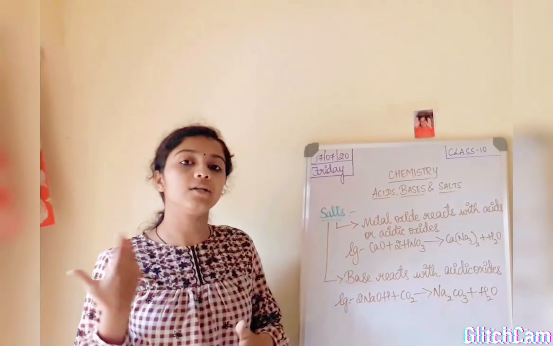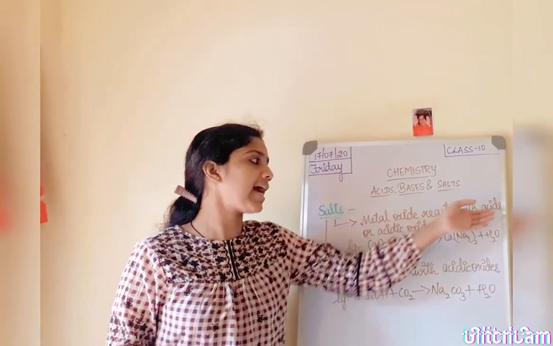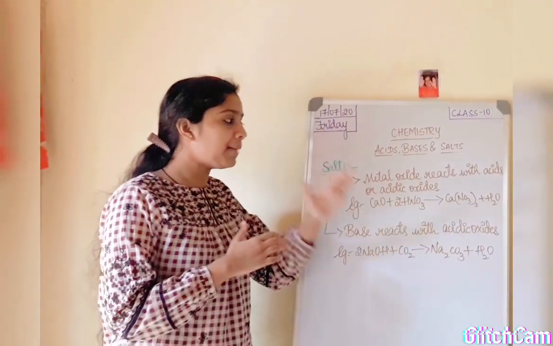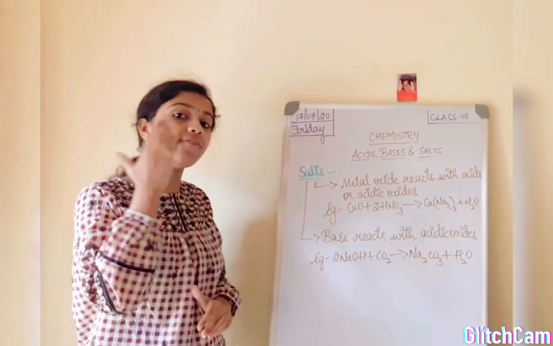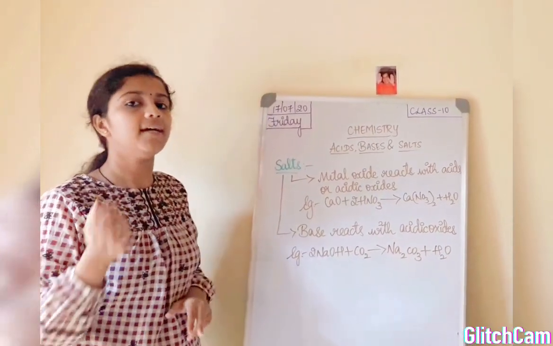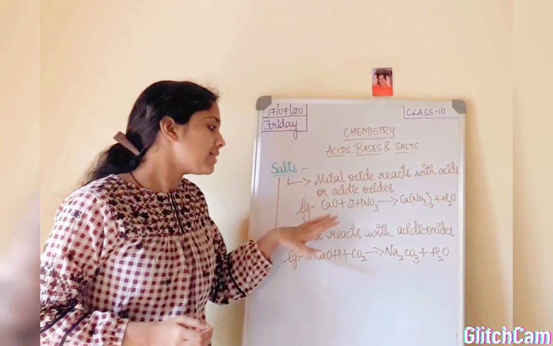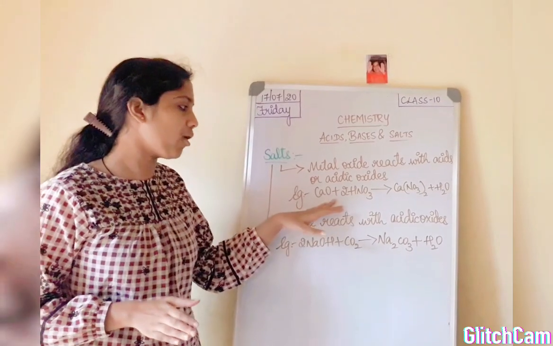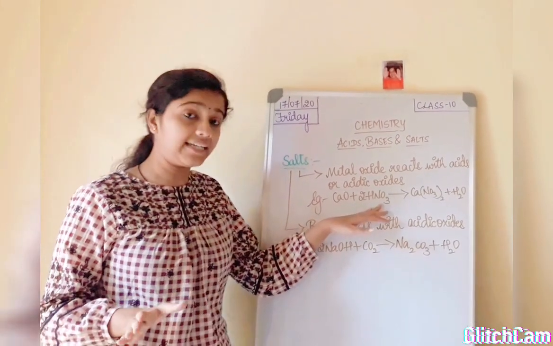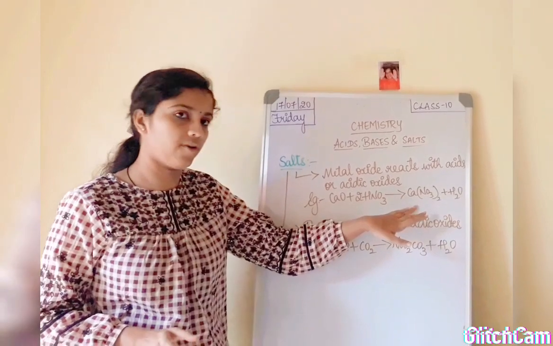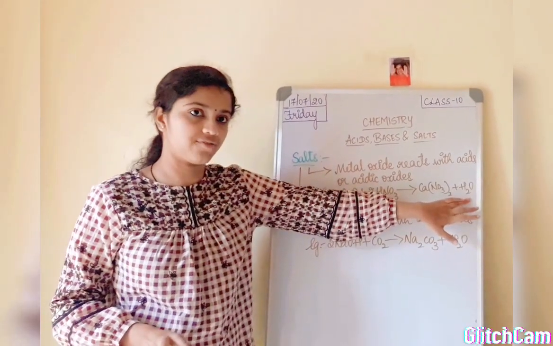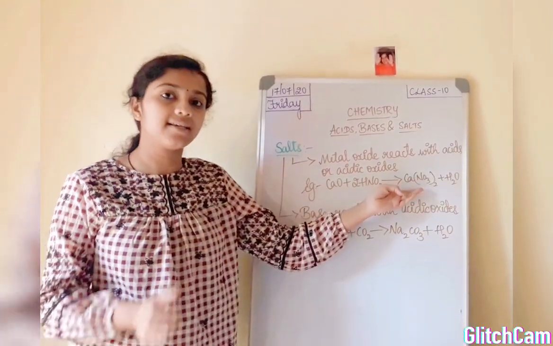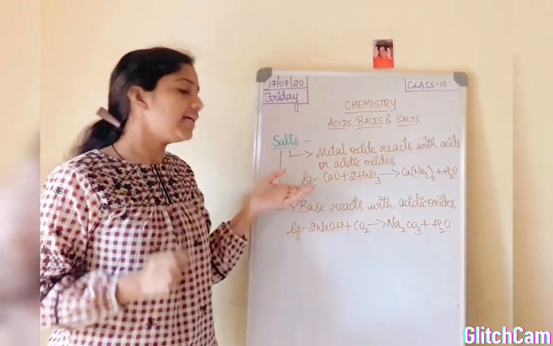Salts are also formed when a metal oxide reacts with acids or acidic oxides. For example, calcium oxide is also called quicklime. When calcium oxide reacts with nitric acid, calcium nitrate is formed, plus hydrogen in its liquid state. Calcium nitrate is the salt produced in this displacement reaction.